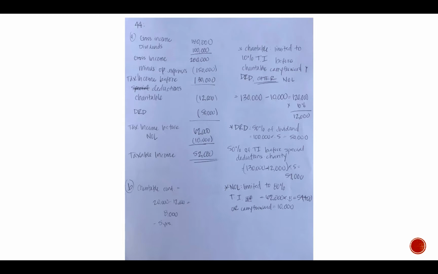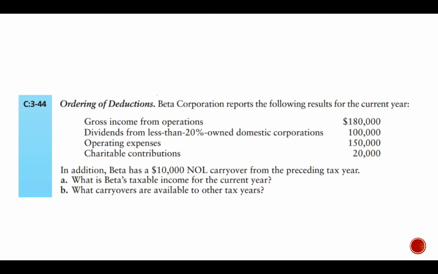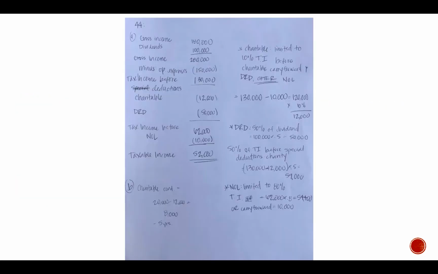All right, and remember in our ordering, we start with all the deductions other than charitable, dividends received, and net operating loss. So we did that. Next, we do the charitable contribution deduction. So my first little star over here to the right, under charity, remember it's limited to 10% of taxable income before charitable carry forward and dividends received deduction, but after the net operating loss carry forward. Okay, so our charitable contribution amount is $20,000.